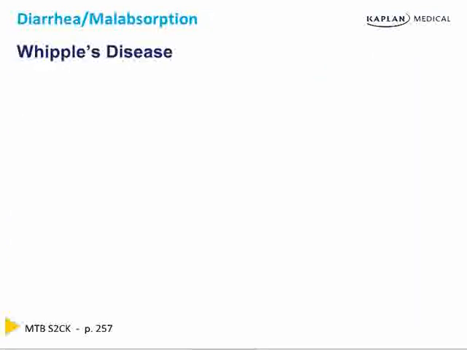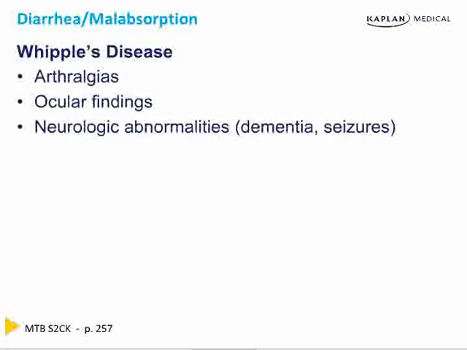Whipple's disease is a rare systemic infectious disease caused by the bacterium Tropheryma whipplei. It causes invasion of the small bowel villi and can lead to fat, floaty, foul-smelling stools. It's also associated with arthralgias, ocular findings, neurologic abnormalities such as dementia and seizures, fever, and nonspecific lymphadenopathy.